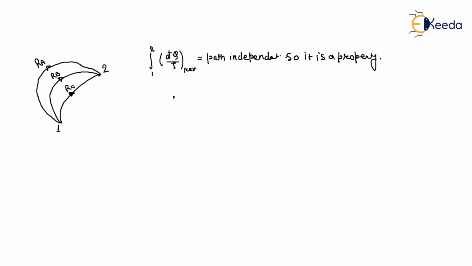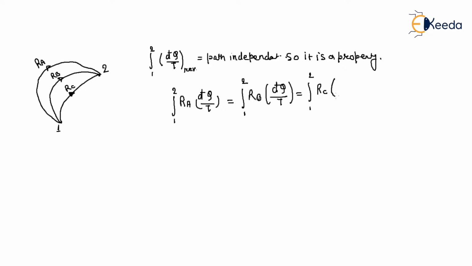From 1 to 2 via path RA, the integral of dq by T is equal to that from 1 to 2 via path B, is equal to that from 1 to 2 via path C. The dq by T is the same. This is a fixed value.